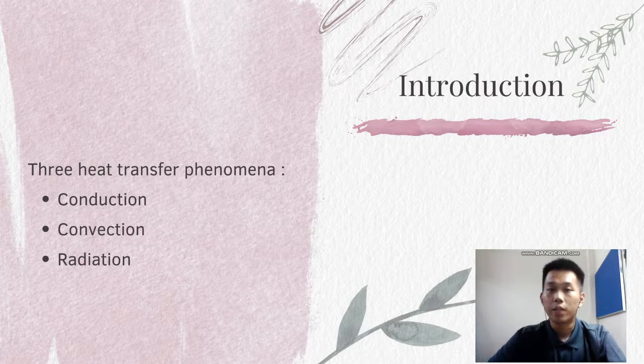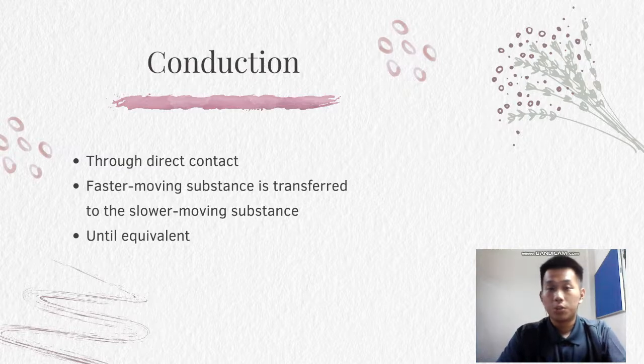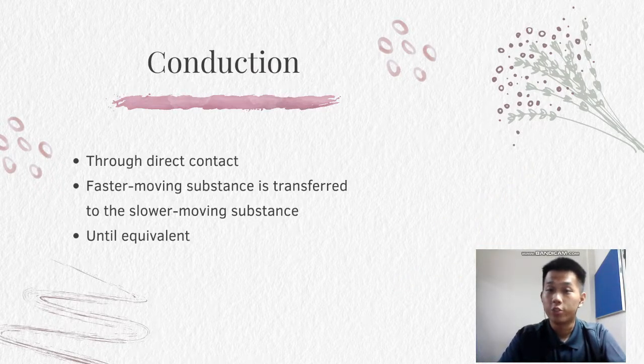Before we start our experimental video, I am going to briefly explain what conduction, convection, and radiation are. Conduction occurs through direct contact. When two substances come into contact, their particles collide. The energy from the faster moving substance is transferred to the slower moving substance until they are moving at the same speed. At this point, their temperature will be the same.